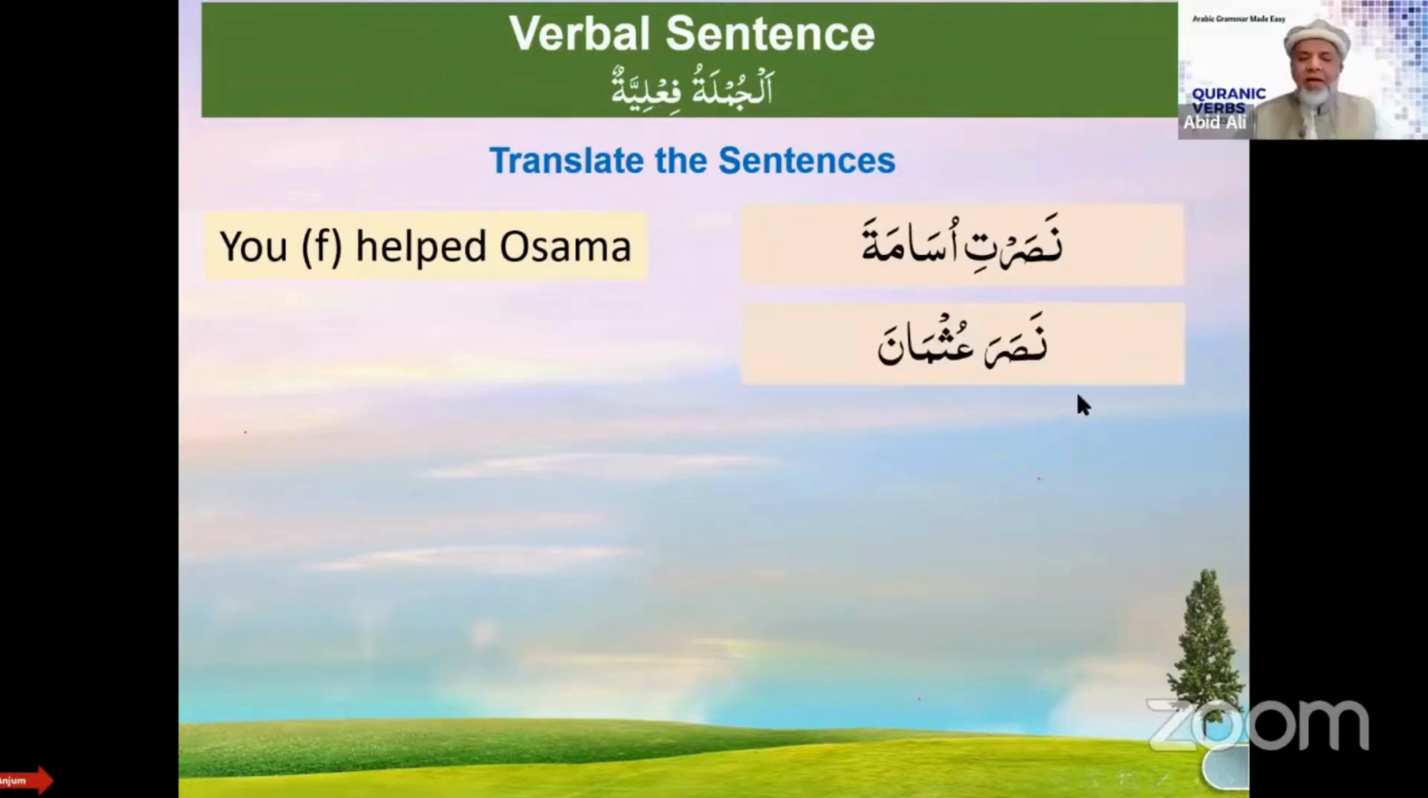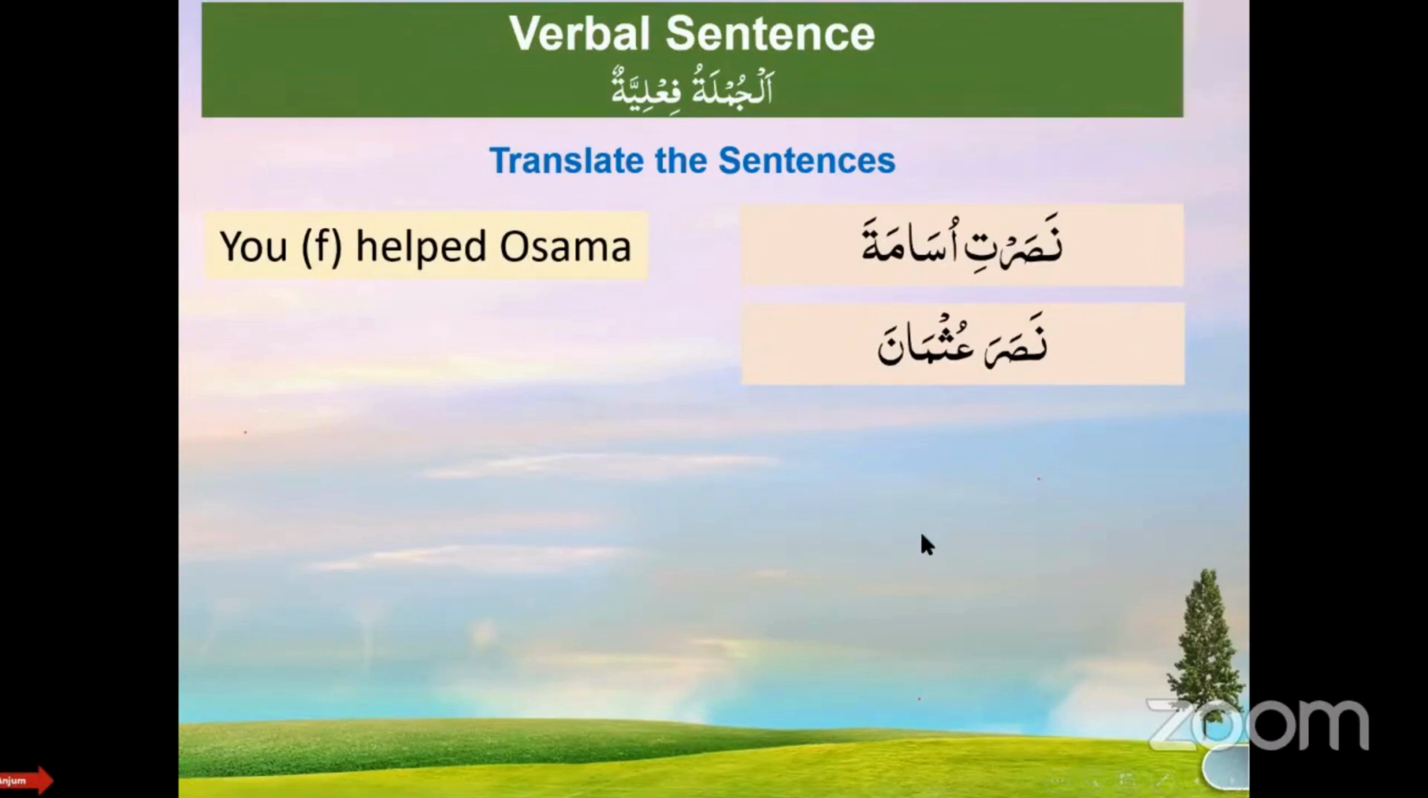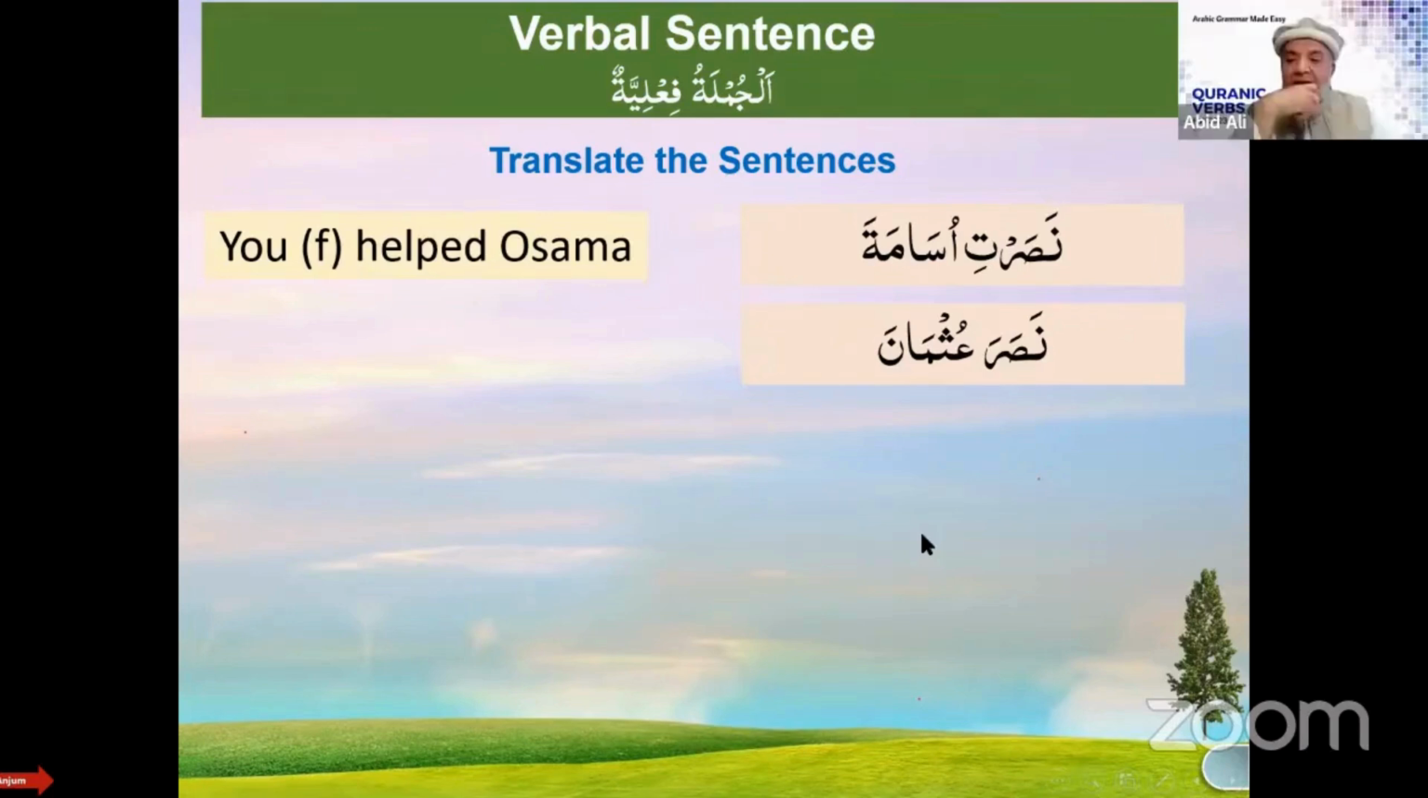Okay, I need another hand, and please everybody stay quiet unless your name is called. Nasara Usmana. I need some new people, somebody who hasn't spoken yet. Nasara Usmana. Okay, Munir Zuma, brother, go ahead. He helped Usman.